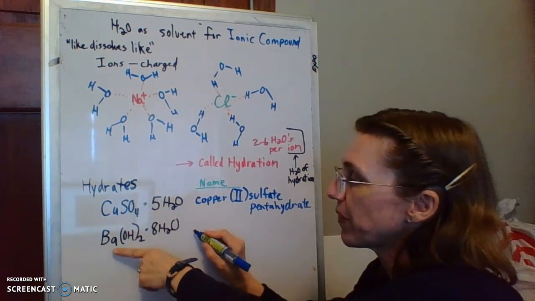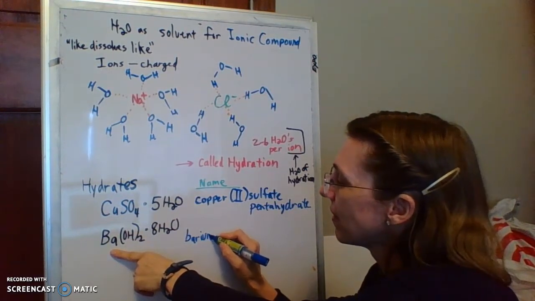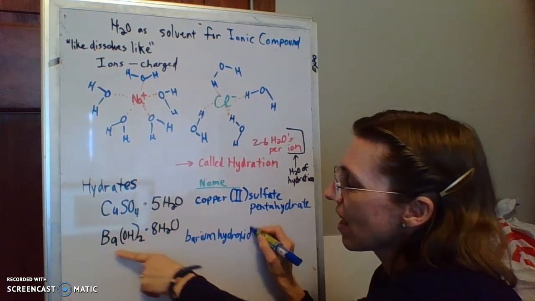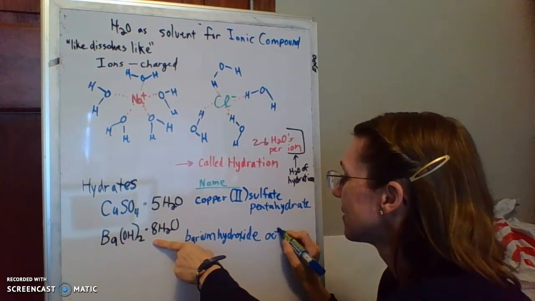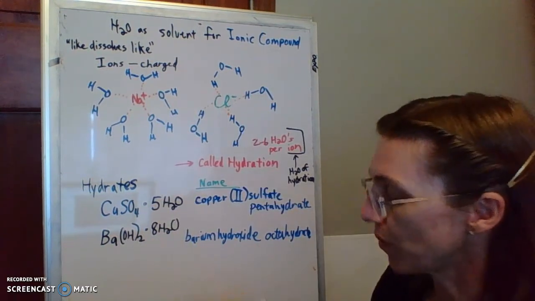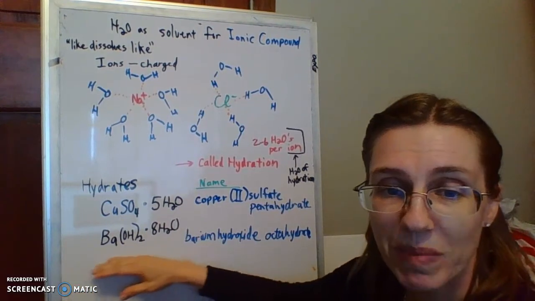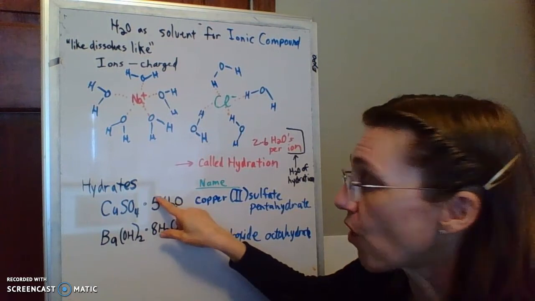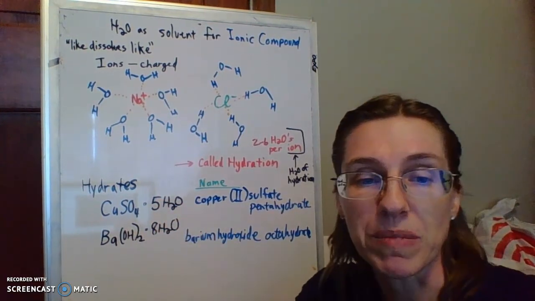Let's try another one. This is barium hydroxide, and then there are 8 water molecules. 8 is octahydrate. So with all of the naming of the ionic compounds, the covalent compounds, also make sure you know how to name these hydrates as well. And we use all of those prefixes that we're used to in order to name these compounds.